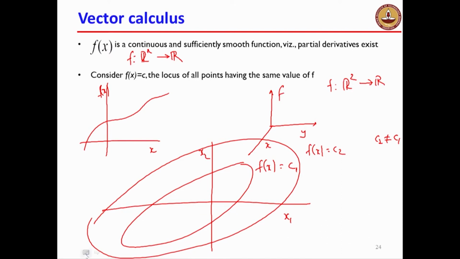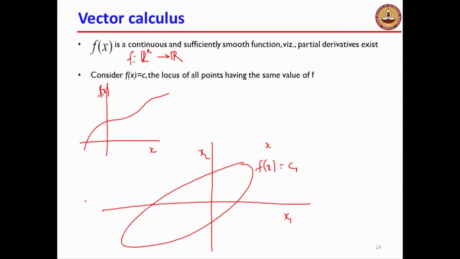Now, let me clean this up. I have a point over here. I am going to ask, if I go along this curve, what happens to the value of the function? The value of the function does not change. If I go along this curve, the value of the function does not change.